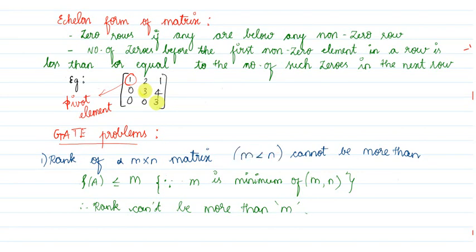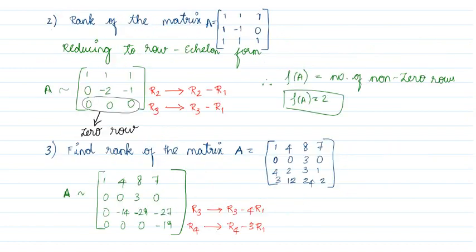So definitely the rank of A should be less than or equal to m, since m is the minimum of m comma n. And so the rank cannot be more than what? M. This is one of the given problems. Very simple, right? Next, the rank of the given matrix.